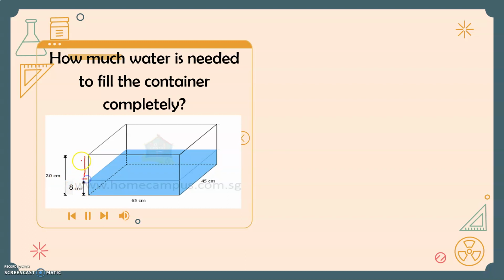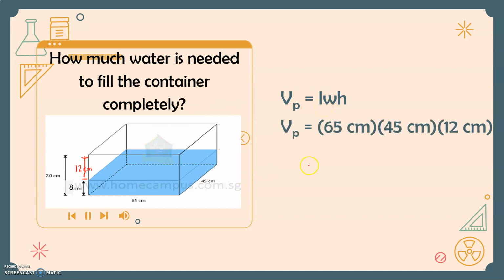So we can already say that the height of the container, which is not yet filled with water, is 12 centimeters. And for its length and width, that will just be the same. So for us to compute for the volume of this space here, which is not yet filled, we'll use the formula length times width times height. Substituting the given information, we have 65 centimeters times 45 centimeters times the height, which is 12 centimeters.